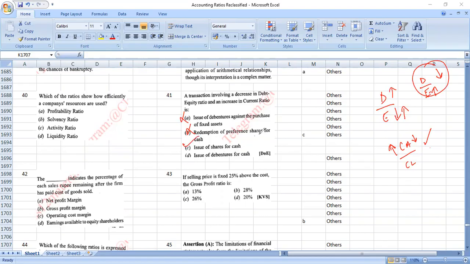Issue of debentures for cash: current asset increases, debt increases, so both the ratios will increase, but they're asking for decrease in debt equity and increase in current ratio. So C is the correct answer. Understood, children? All right, moving forward.